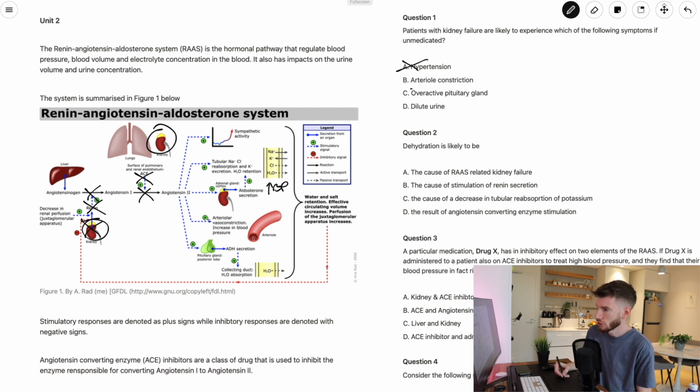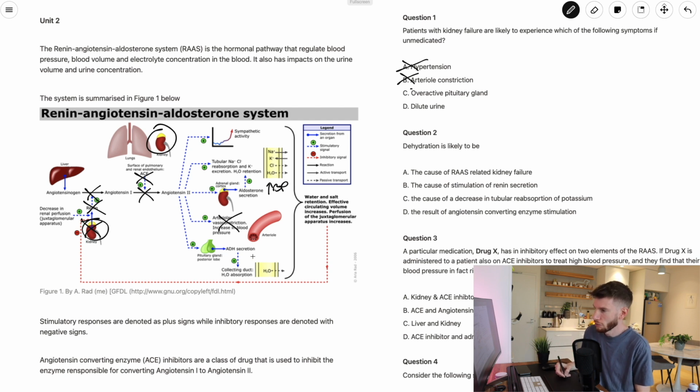Arterial constriction, so it says here arterial vasoconstriction also occurs, but if we've blocked the pathway up to that point, we're blocking that, which means that's not possible as well. The next one then is overactive pituitary gland.